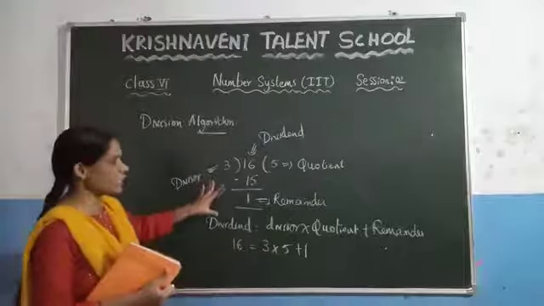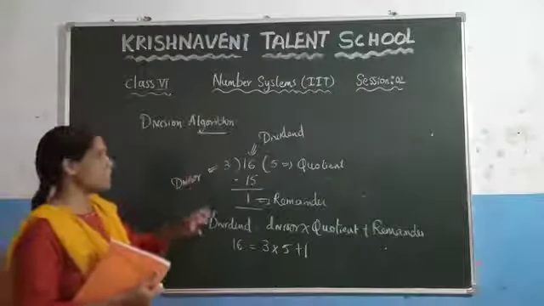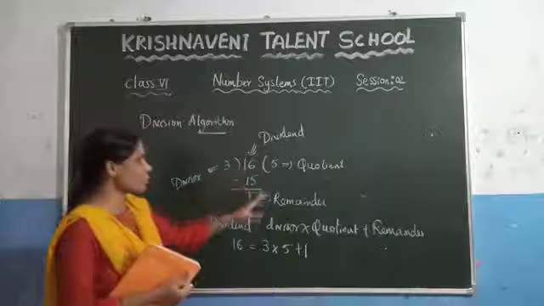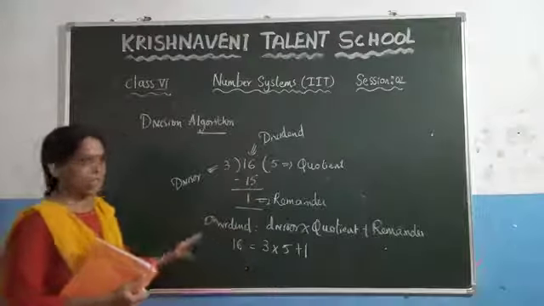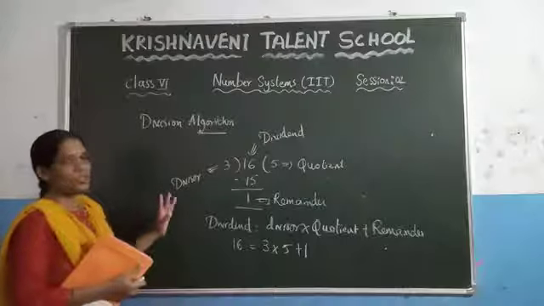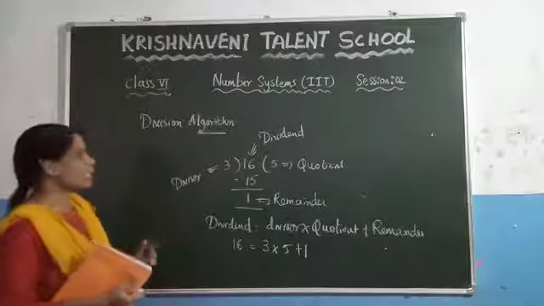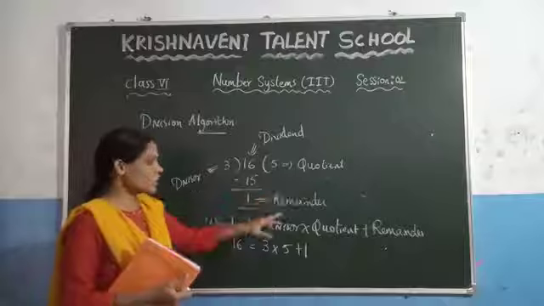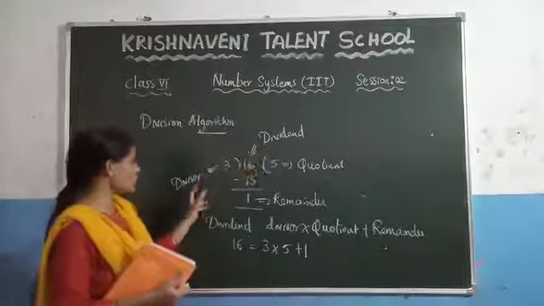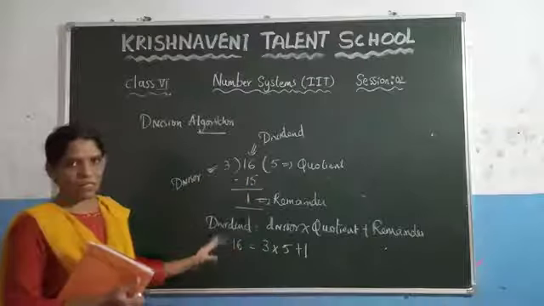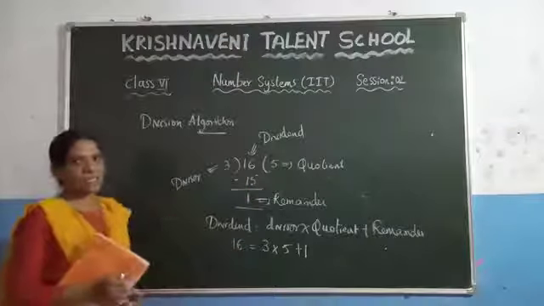So if you take any division, it states that the dividend must be equal to divisor into quotient plus remainder. This one we call the division algorithm. Again, if you divide any two numbers, you will get one quotient and one remainder, and you can write it in the form of dividend is equal to divisor into quotient plus remainder. This we call the division algorithm.